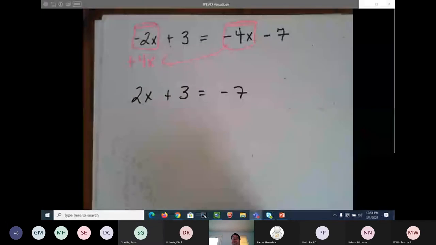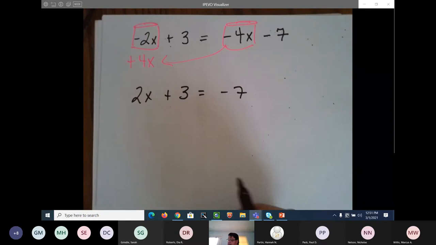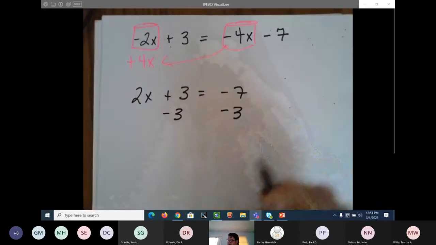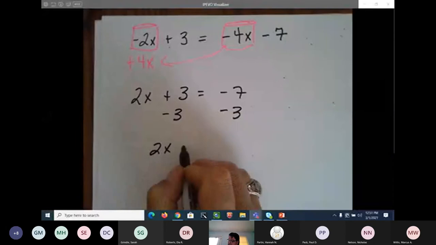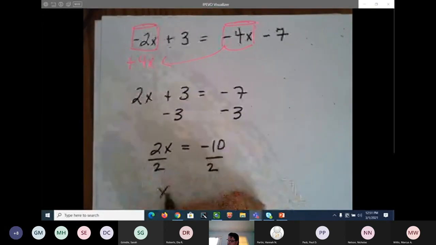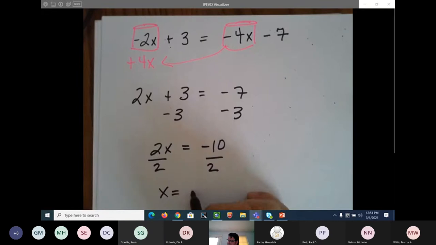You'd be surprised at how many people have gone through 12 years of school and was never told that they could make the variable positive. Makes life a whole lot easier. They're too busy putting Jody on one side of the... 2x is equal to negative 10, and x is equal to negative 5.